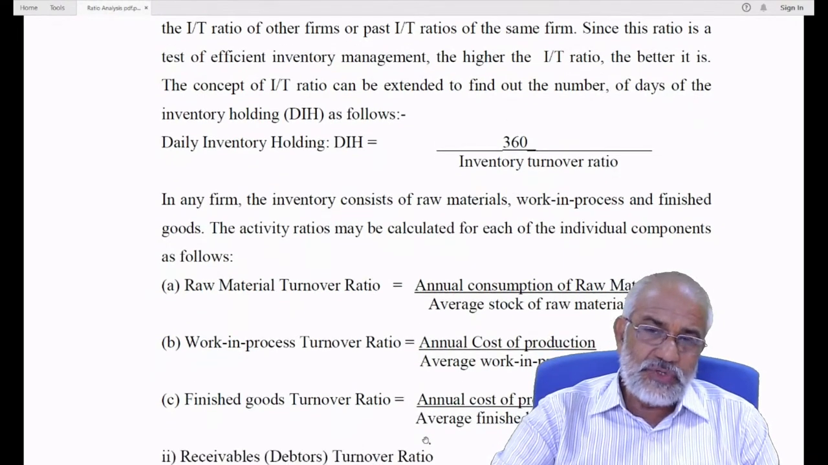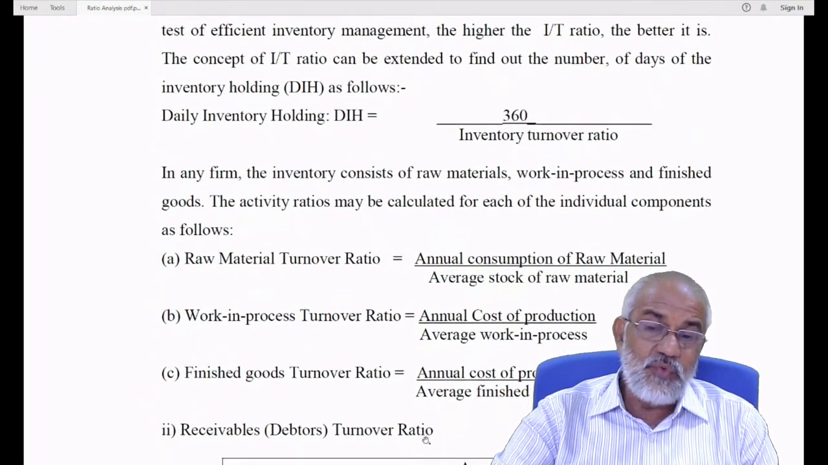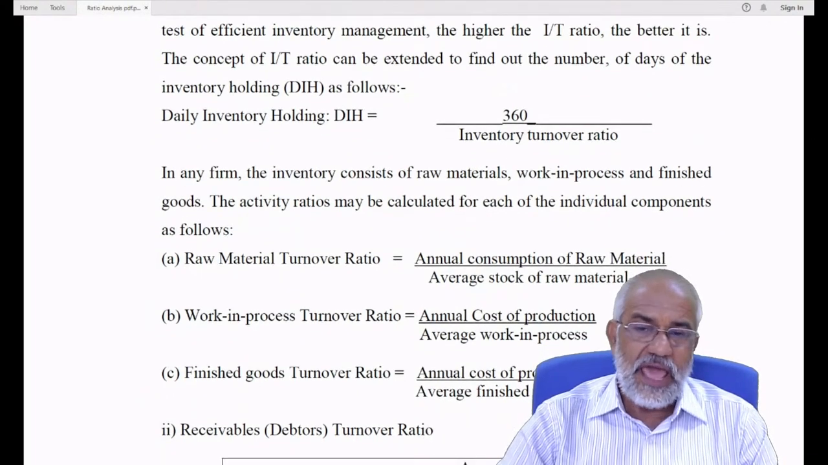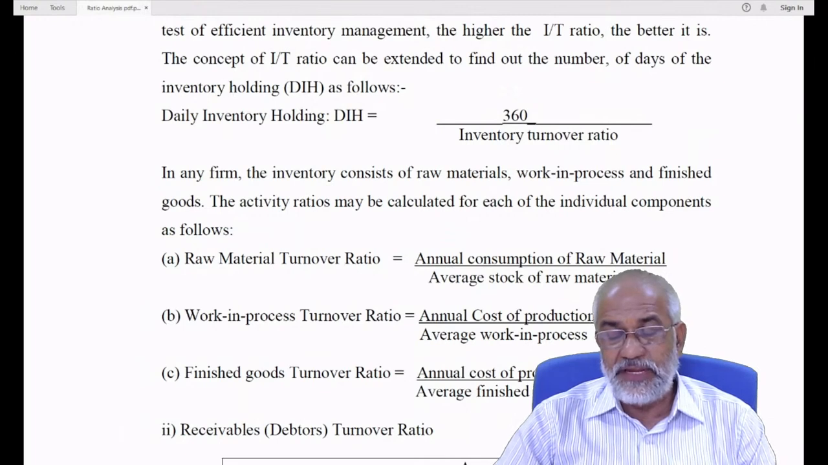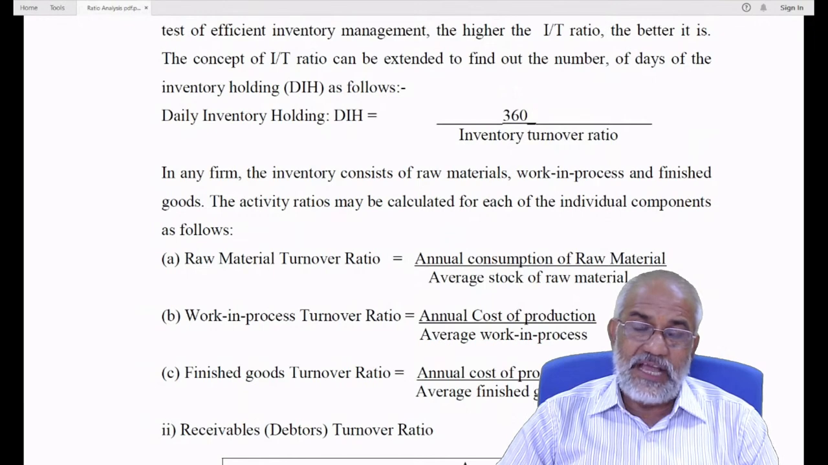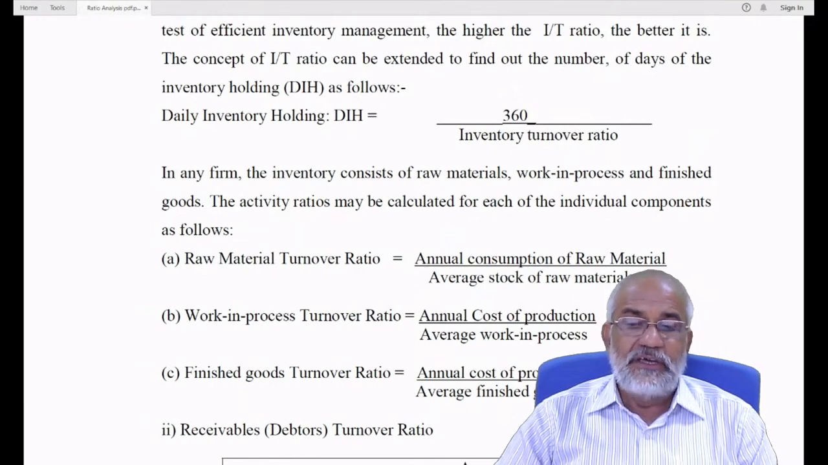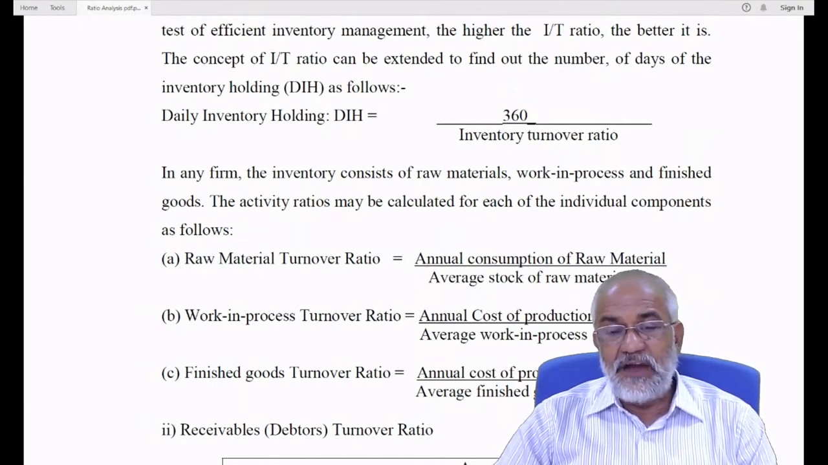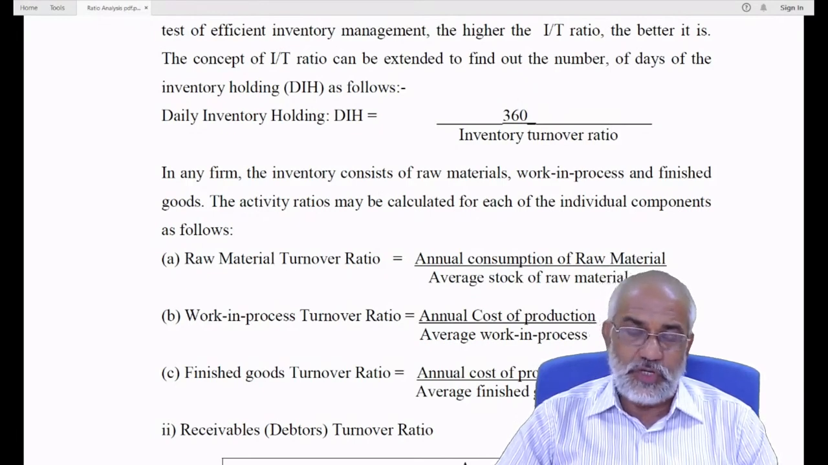Work in process turnover ratio is also to be calculated by annual cost of production. Annual cost of production can be found out when the manufacturing account is prepared. The resultant of the manufacturing account is the cost of production. In the left hand side of the manufacturing account, the opening stock of raw material is taken, purchase of raw material is taken, other manufacturing expenses are taken, and in the right hand side the closing stock of raw material is taken. The balancing figure is the cost of production.